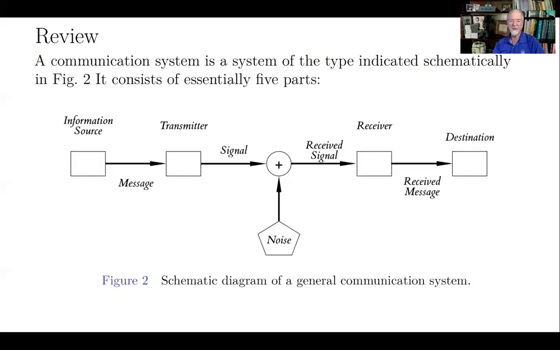The receiver, a device at the other end, is used to decode the signal sent by the transmitter. And if it's all well designed, the received message will be very close, if not identical, to the sent message, and the observer at the other end is the destination from the receiver. So this is the way a communication system works.